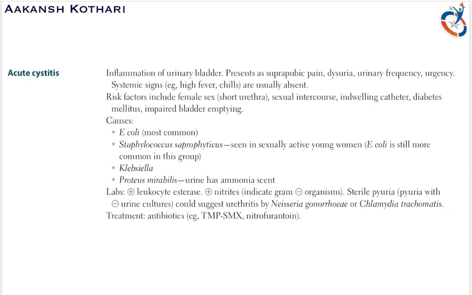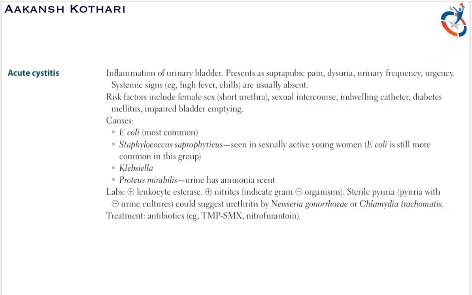Now let us go to urinary tract infection. The first one is acute cystitis. Acute cystitis is basically the inflammation of the urinary bladder, which is presented as suprapubic pain, dysuria, urinary frequency, and urgency. I again repeat, it is presented with suprapubic pain, dysuria, urinary frequency, and urgency.